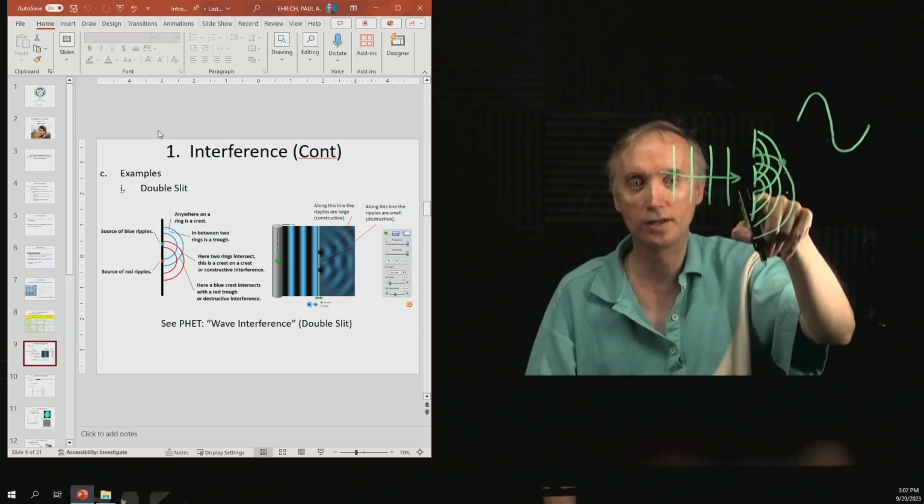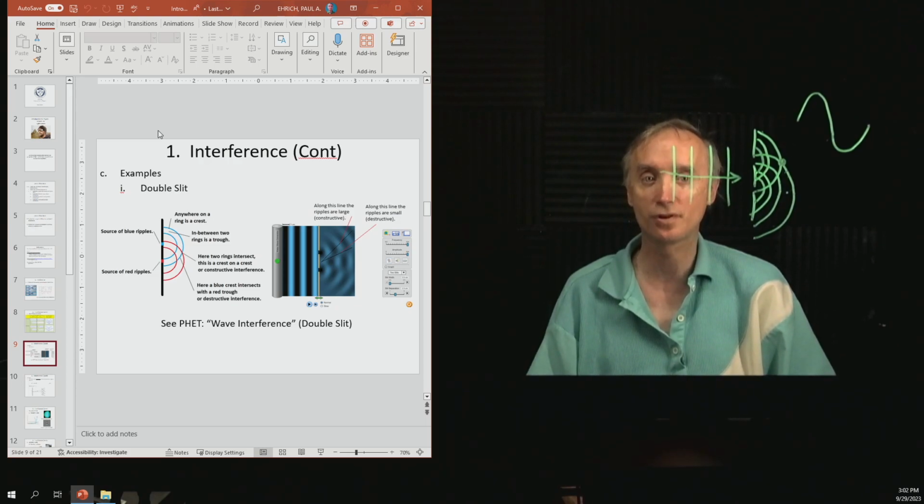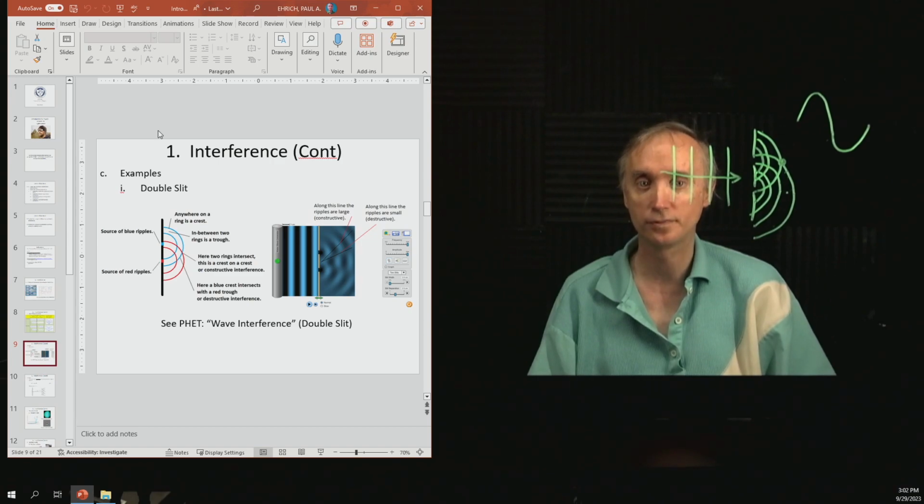That's constructive interference. So that means the light is going to be extra bright right here. And then there's going to be some places where it's going to be extra dark. And that is going to be destructive interference.